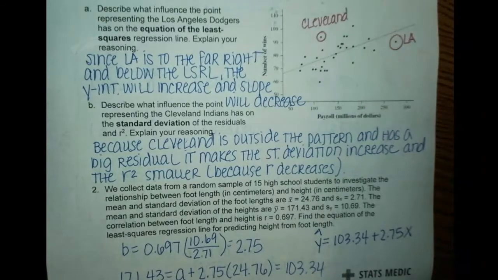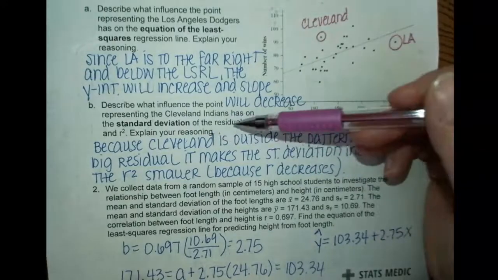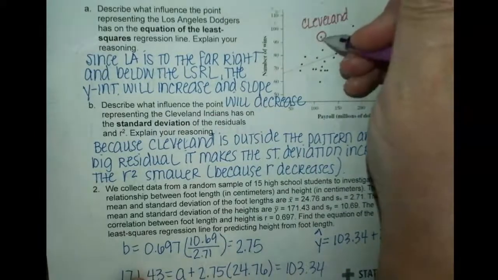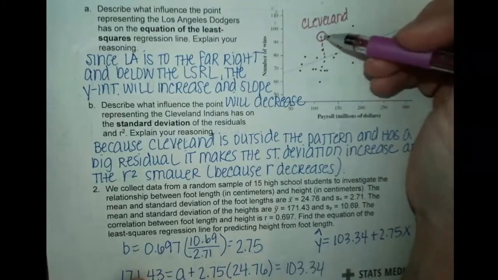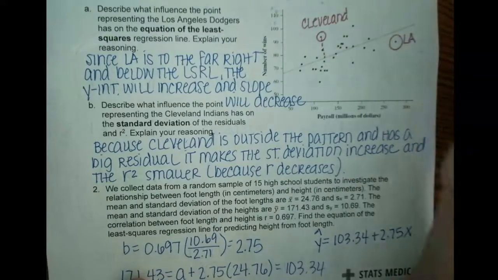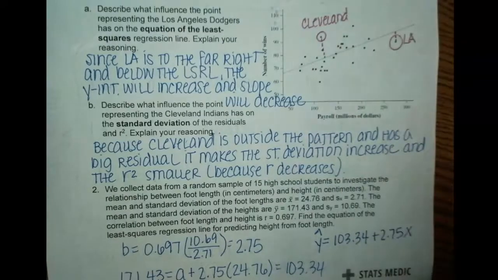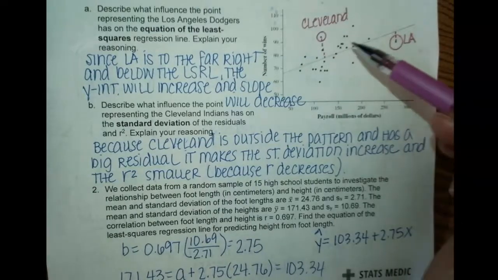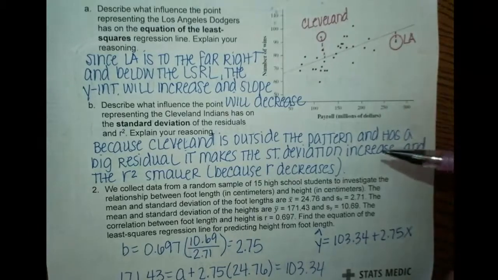All right, and then describe the influence the point of the Cleveland Indians has on the standard deviation of the residuals and R squared. So remember, the residual is the error from here to here. That's your residual. Cleveland is above, so he has this large residual. Look at LA, he does not have a very big residual. Cleveland has a big residual because he's outside of the pattern. The standard deviation of the residuals is going to increase because he's got such a large error.